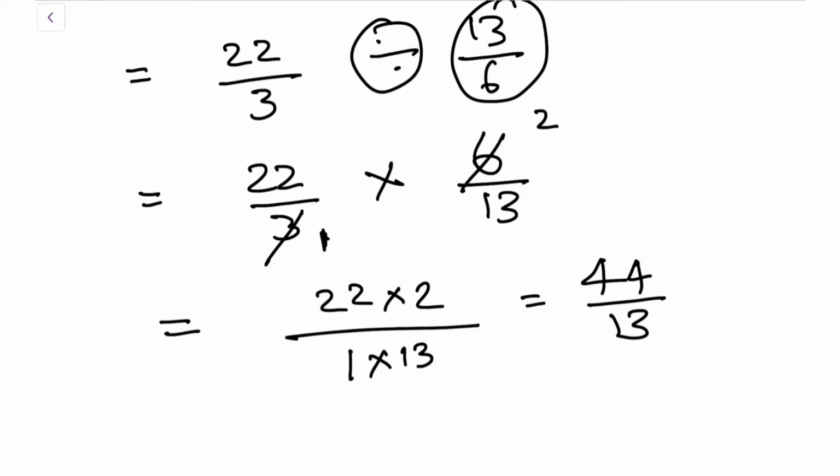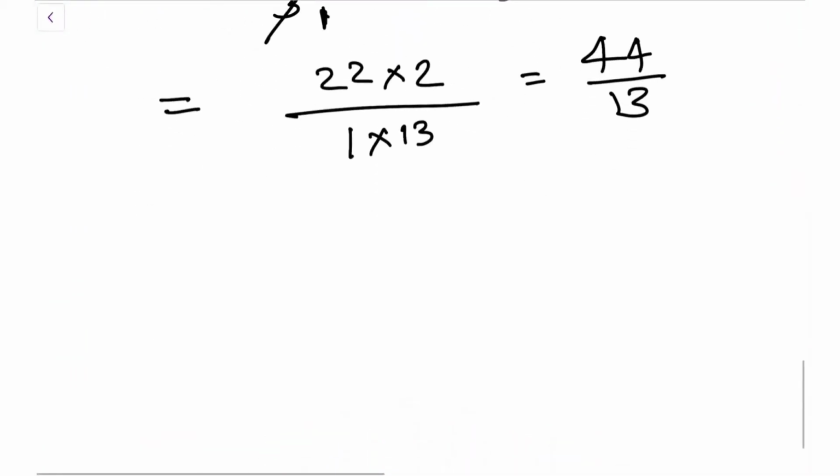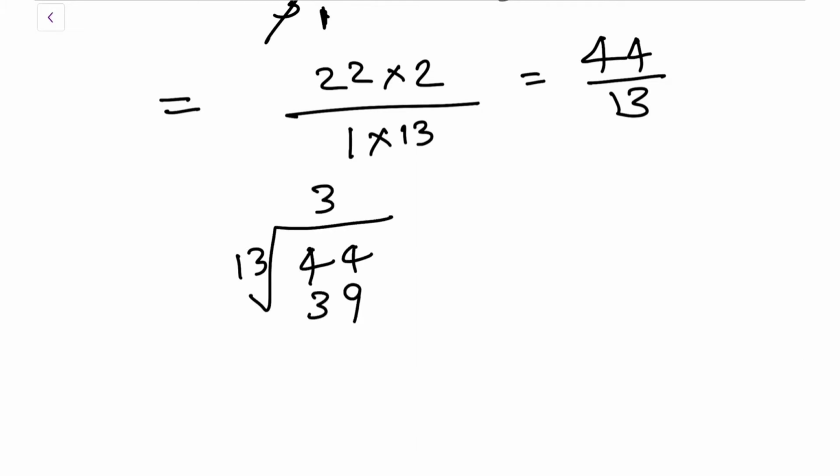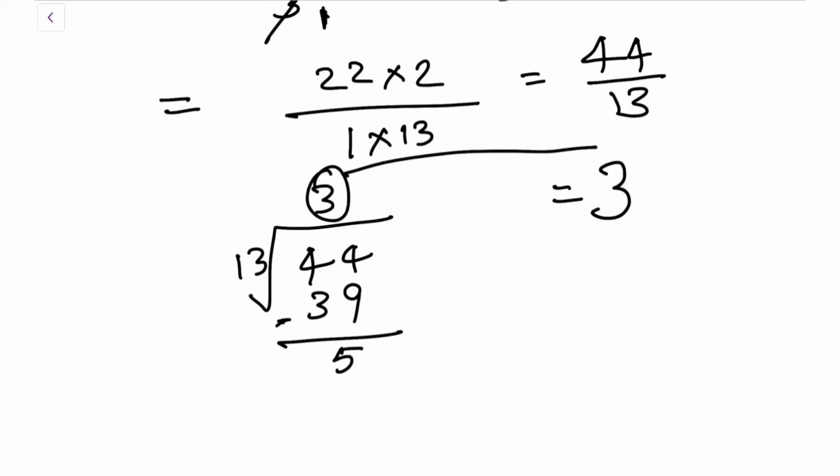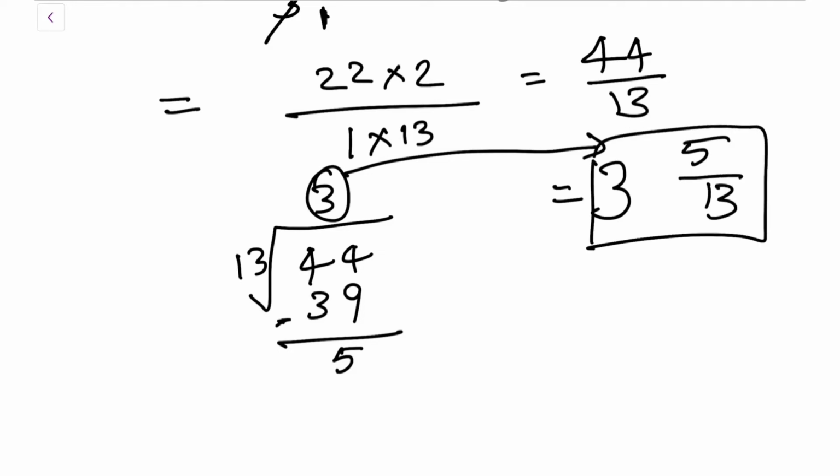And if you have to write it in its simplest form, 13 into 44. 13 3s are 39. 44 minus 39 is 5. So the quotient is your 3, which is your whole number part, and then 5 by 13. Alright, this is your numerator and this is your denominator. So this is how you can do division of fractions.